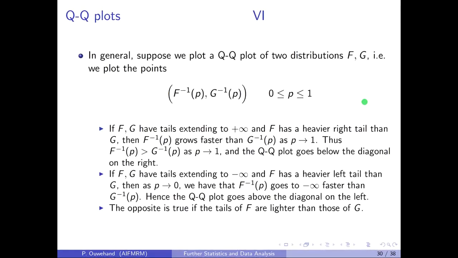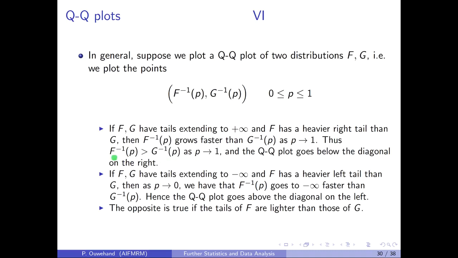Let's consider this argument in a slightly more general setting. Suppose that we plot a QQ plot of two distributions f and g. In other words, we plot the points f inverse at p and g inverse at p for values p between 0 and 1. Now suppose f has a heavier right tail than g. Then the quantile function of f grows faster than the quantile function of g as p gets closer and closer to 1. And therefore the quantile function of f is greater than or equal to the quantile function of g for values p near 1.